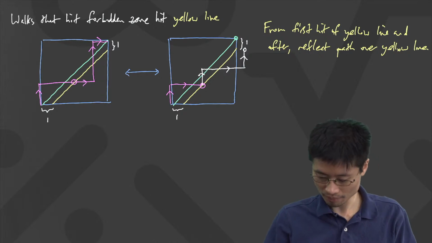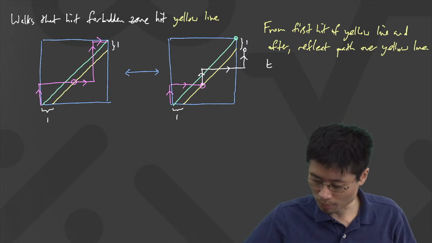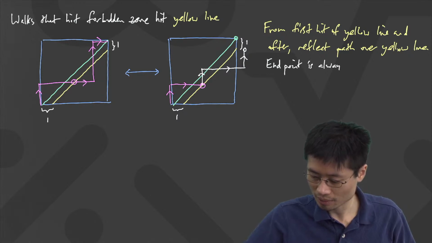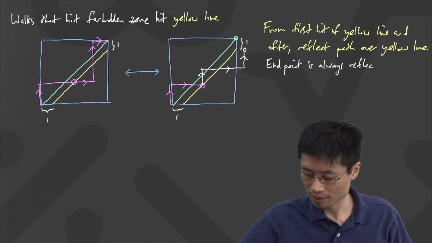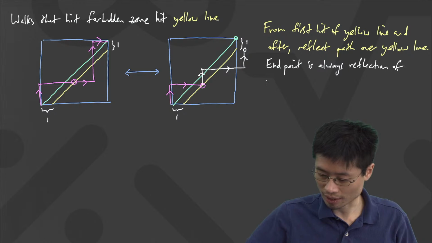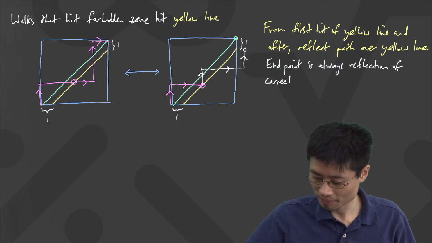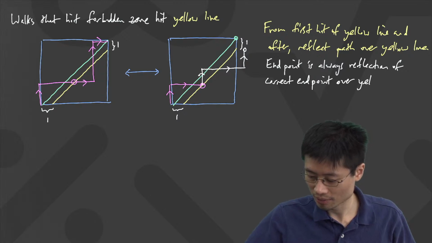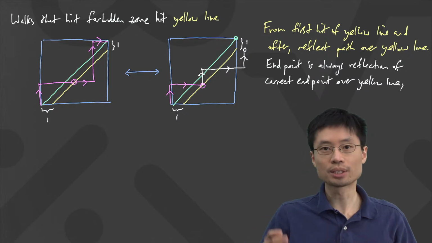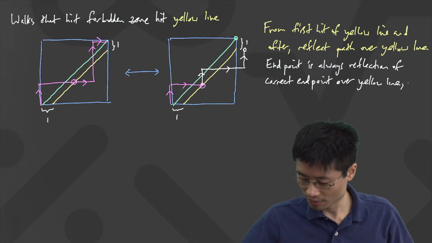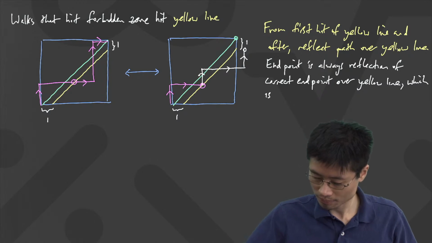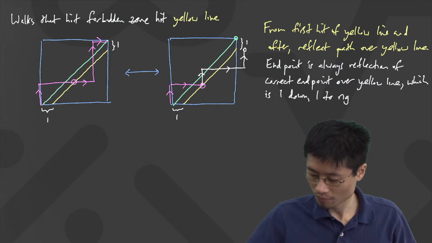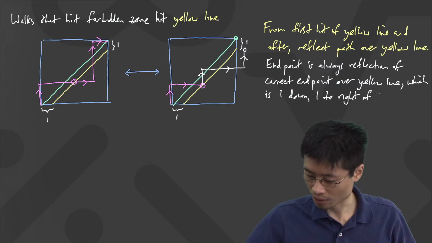Okay? So the important thing is that the end point is always the reflection of the correct endpoint over the yellow line, which is one down and one to the right of the correct endpoint.